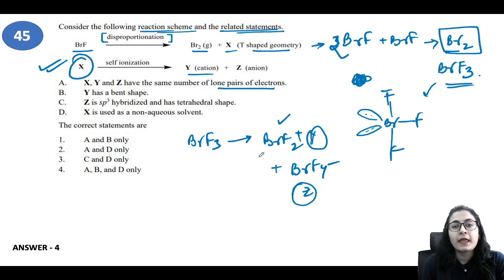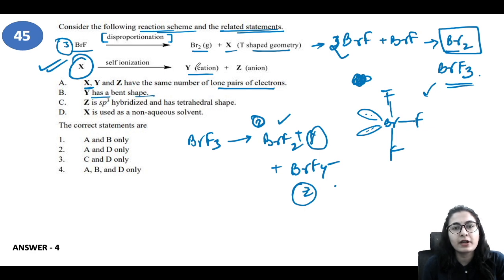Let's check. Here it has only two lone pair because this is just like water. It's going to be a bent system. So it is just like water, two lone pairs. This one is going to have how many lone pair? You have BrF4 negative. It will have again two lone pairs. Yes. What about BrF? It is going to have three lone pairs. So let's check. 7. Yeah, it is going to have three lone pairs. Alright, so A should not be correct.